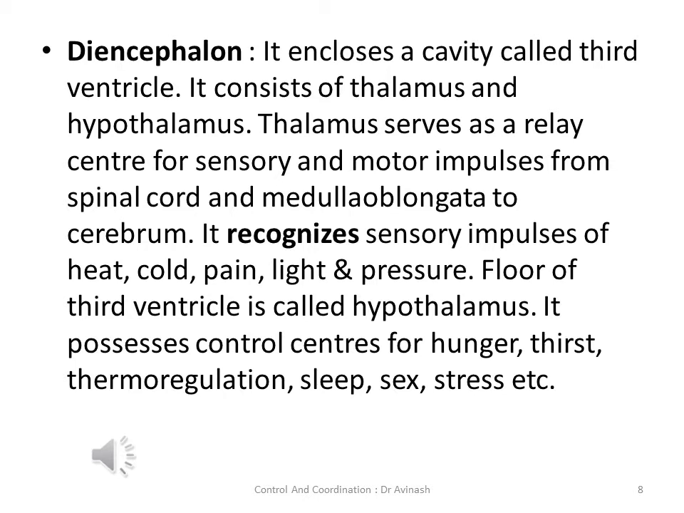So try to understand. The motor neuron carries information from the brain to different parts of the body, whereas sensory neurons carry information from different sensory organs to the brain. So these are basically the two different types of neurons.